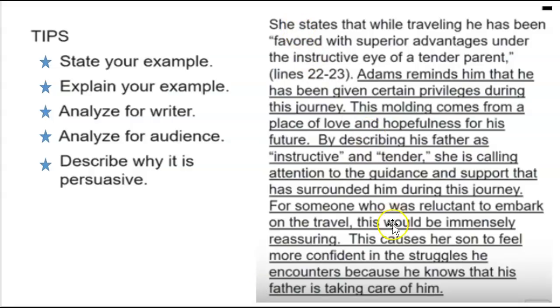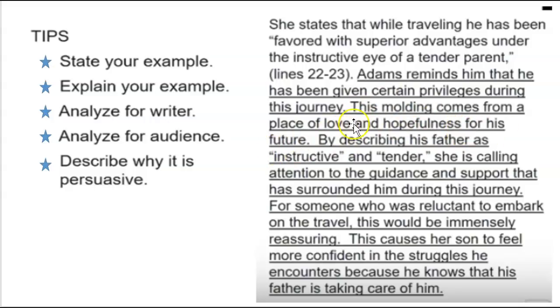I'm going to read this whole thing out loud to you, and then we're going to talk through where we see these tips show up in the writing. She states that while traveling, he has been favored with superior advantages under the instructive eye of a tender parent. Adams reminds him that he has been given certain privileges during this journey. This molding comes from a place of love and hopefulness for his future.